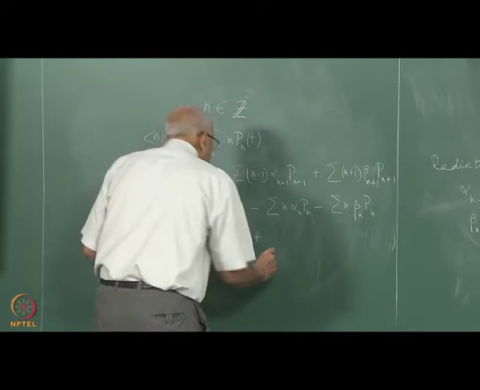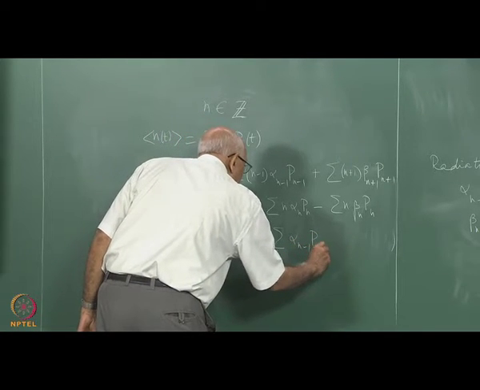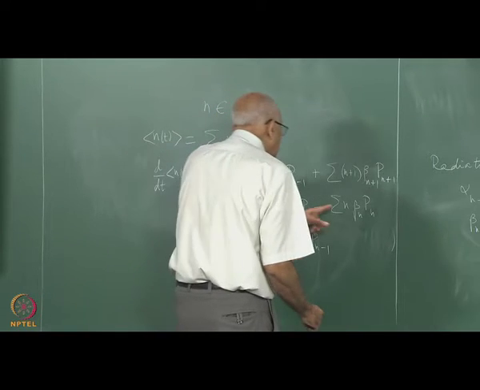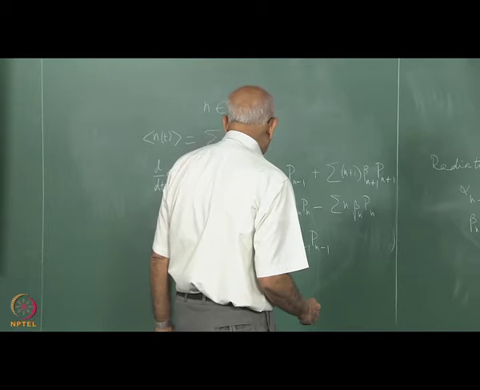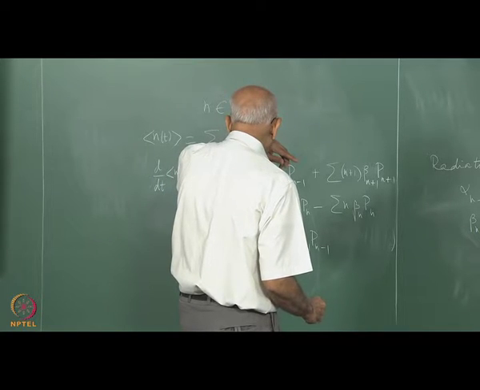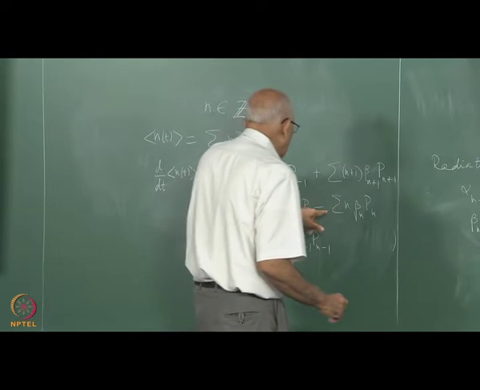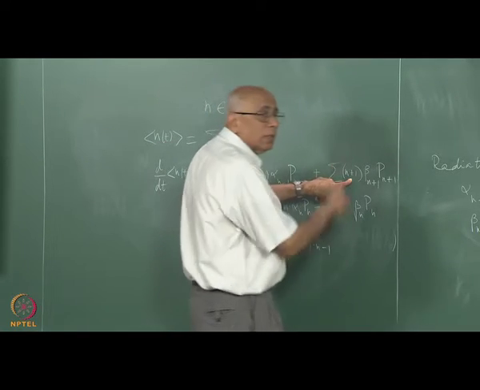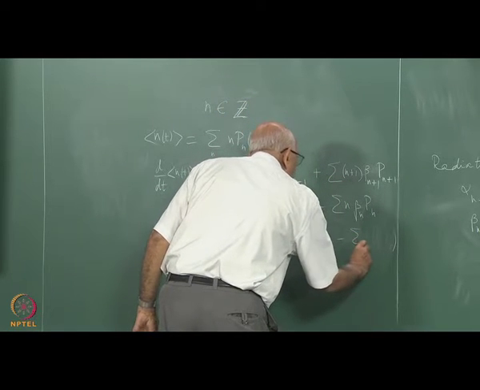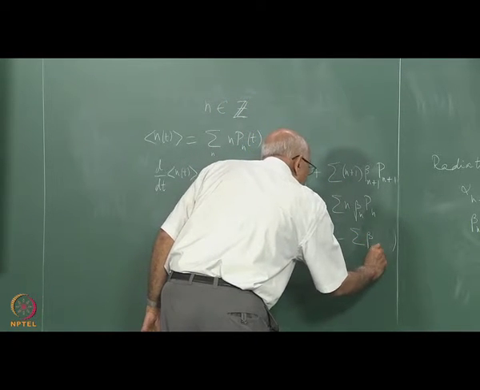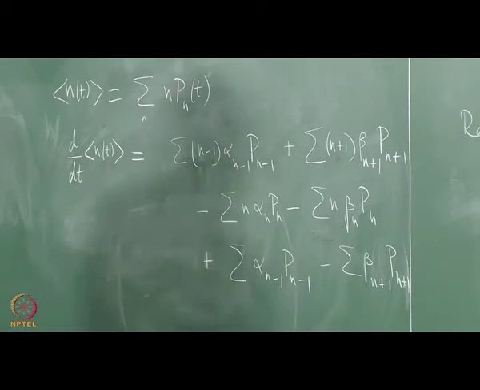I add 1, so this is summation alpha n minus 1 p n minus 1, and then I have to subtract this term here, no, I had an n, I wrote it as n minus 1 plus 1, I had an n, I wrote it as n plus 1, so I subtract 1. So, minus summation beta n plus 1 p n plus 1, okay.